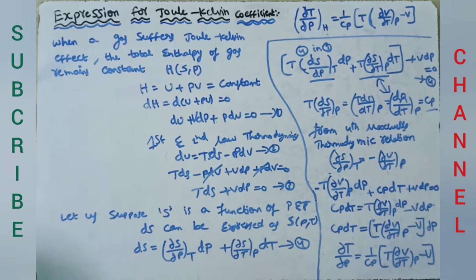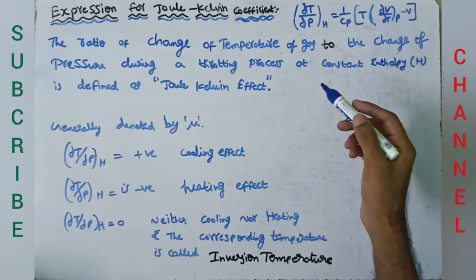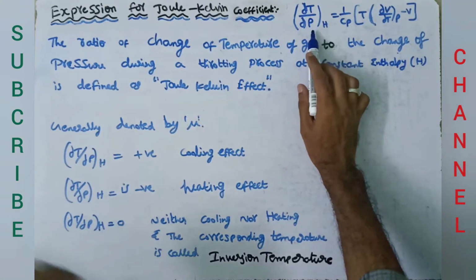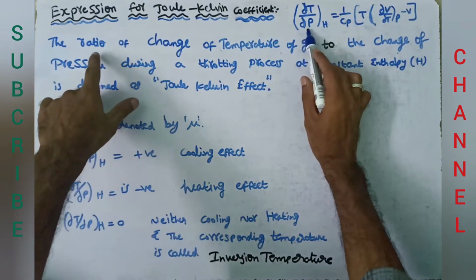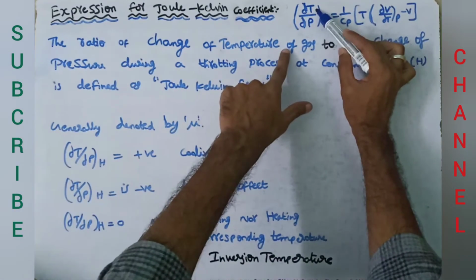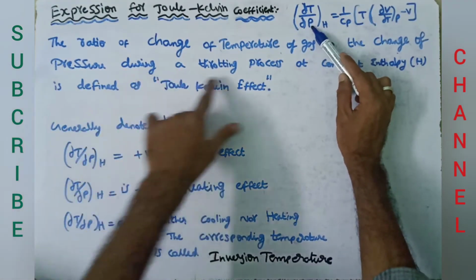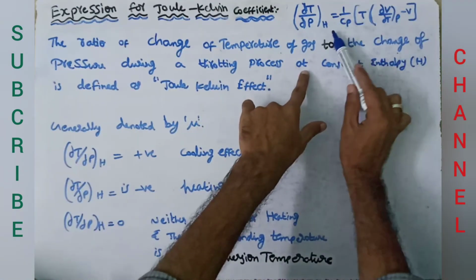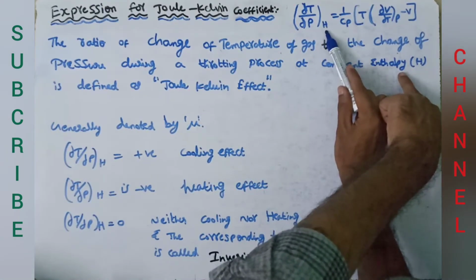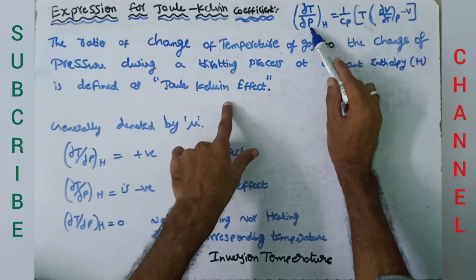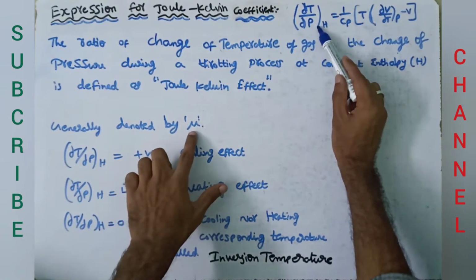This is the required equation, or this can be represented as, where H is constant, enthalpy is constant. This is the expression for the Joule-Kelvin coefficient. After deriving the expression for the Joule-Kelvin coefficient, we have to write the definition accordingly. The ratio of change of temperature of a gas to the change of pressure during the throttling process at constant enthalpy H is defined as the Joule-Kelvin effect, which is denoted by mu.